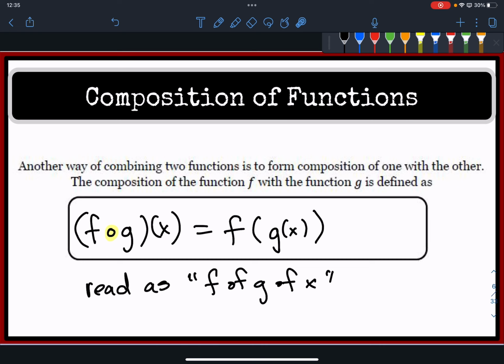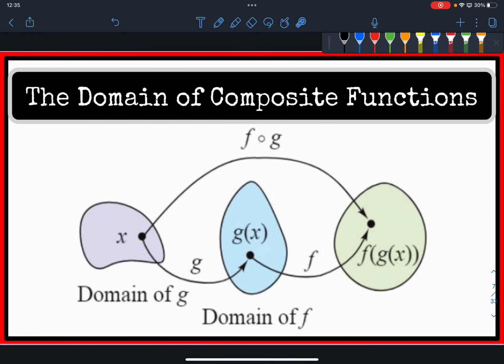So for example, let me go over the domain stuff and then we'll do the example. Because of this, the domain of this composition looks like this. Let me give you a real world example. Let's say again that I want to buy a computer from Best Buy. And Best Buy is offering me a $300 discount. And I have a coupon that gives me 15% off. So I'm only paying 85% of the price.